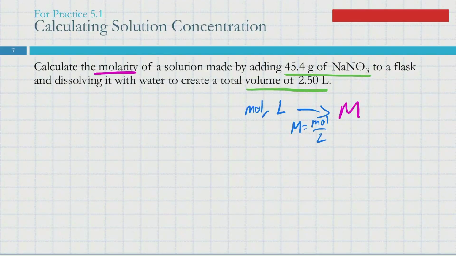Do we have moles and liters? We don't have moles and liters. We've got liters. To get to the moles, we'd have to convert our grams to moles. So we're going to need the molar mass of sodium nitrate.